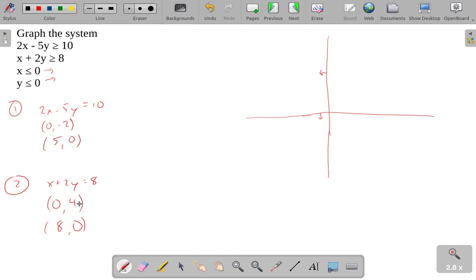Alright, so the biggest value among these is 8, so I'm going to go ahead and label 2, 4, 6, 8 on each of the axes.